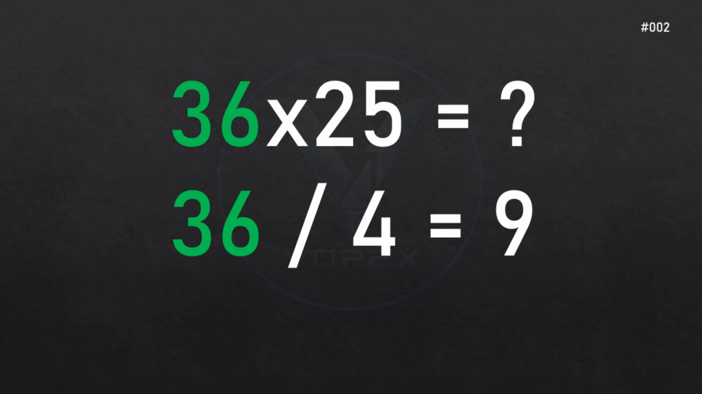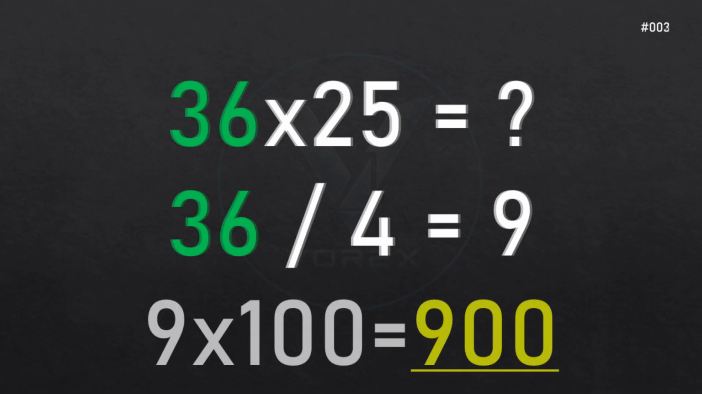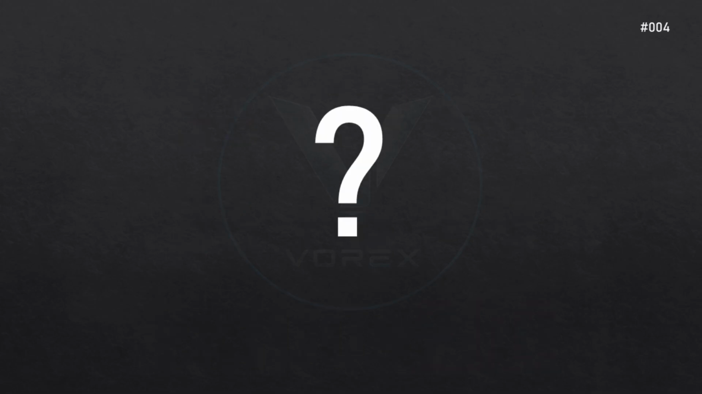First, divide 36 by 4. 36 divided by 4 equals 9. Now multiply the result by 100. In other words, simply add 2 zeros to the end. That gives us 900. But why does this work?